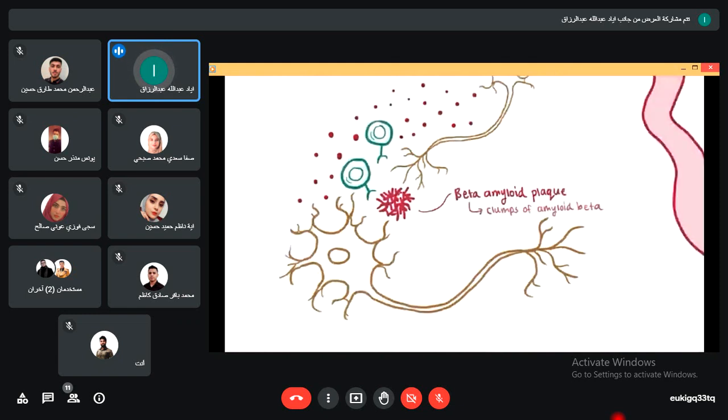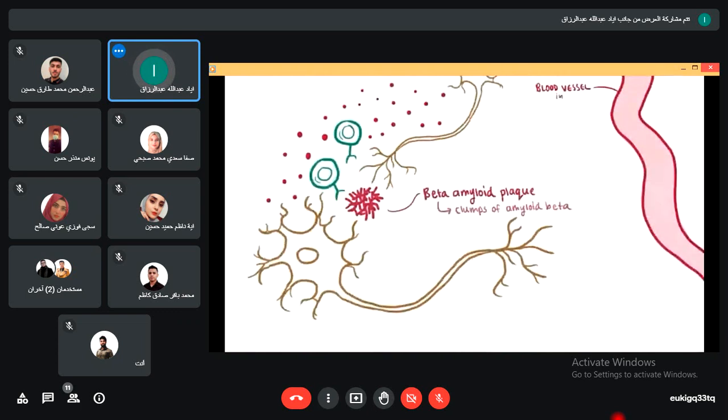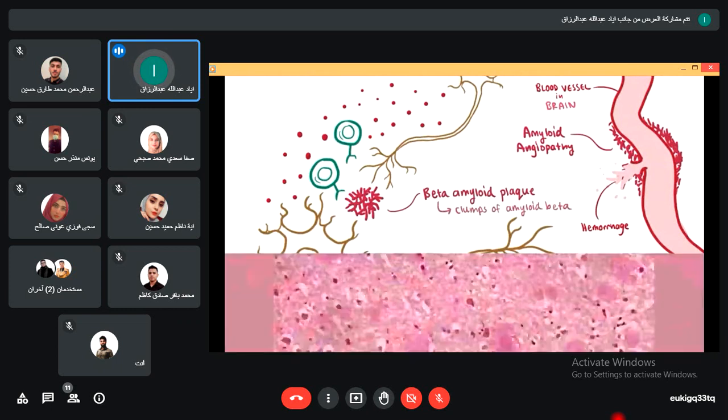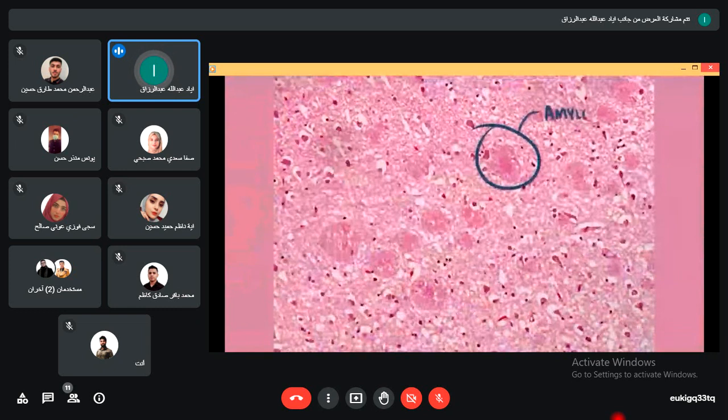Amyloid plaque can also deposit around blood vessels in the brain, called amyloid angiopathy, which weakens the walls of the blood vessels and increases the risk of hemorrhage or rupture and blood loss. Here's an image of amyloid plaque on histology. These clumps are buildups of beta amyloid, and this is happening outside the cells.